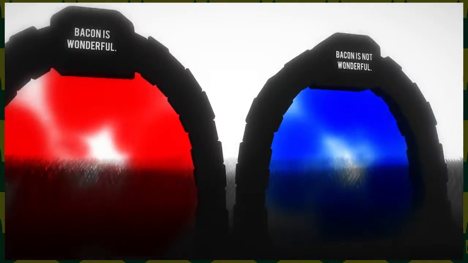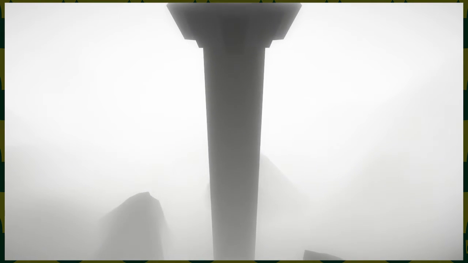Wait. Doesn't say which one is... What? I can't see. I can't see. I did it! I won, I think. This is not bacon. This is nice, but it's not bacon. Oh, it's a tower. What am I looking at? Oh, is that what I think it is on top of it? It is. It's a singular slice of bacon.